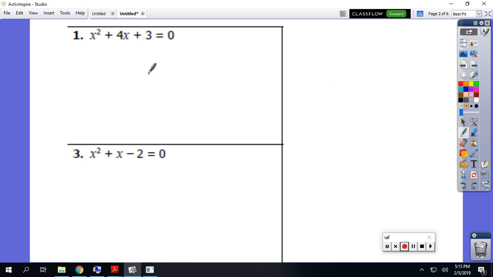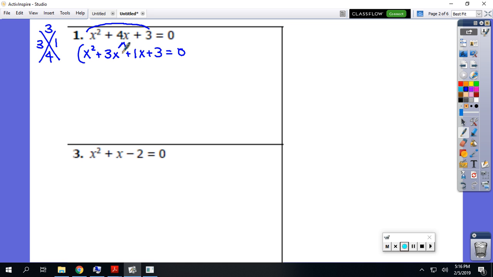Okay, example number 1. First thing I'm going to do is factor. Factors of a times c that add to be b. So factors of 3 that add to be 4. Okay, you can either go to your calculator, or essentially 3 is a prime number, so it only has two factors, 3 and 1. And if you notice, 3 and 1, everything is positive here. Those are my two factors. Breaking apart my middle term, x squared plus, bring down my first term, break apart my middle, 3x plus 1x plus 3 equal to 0.